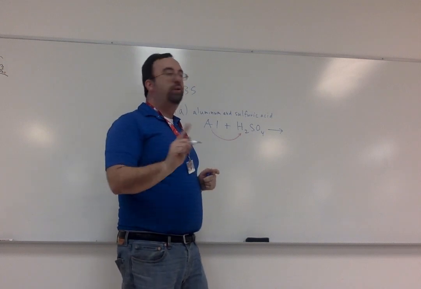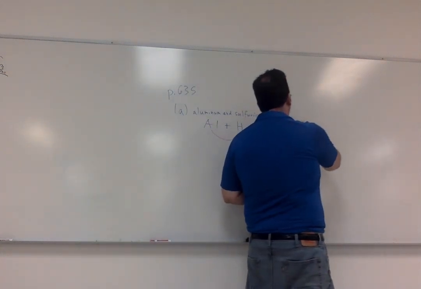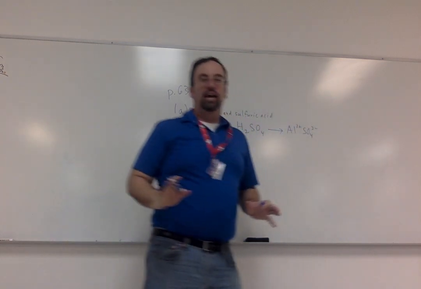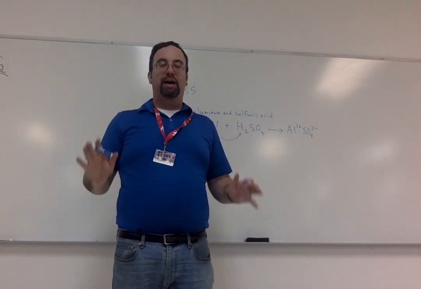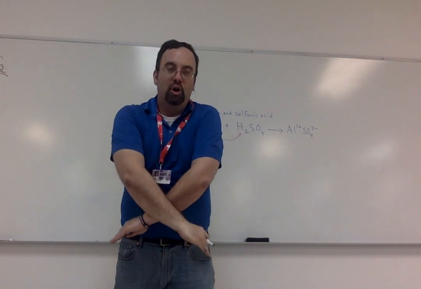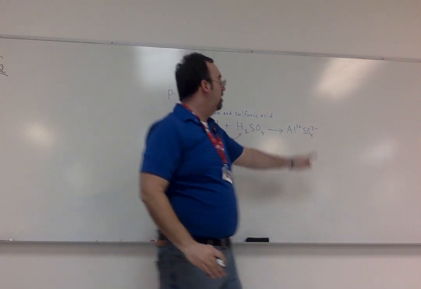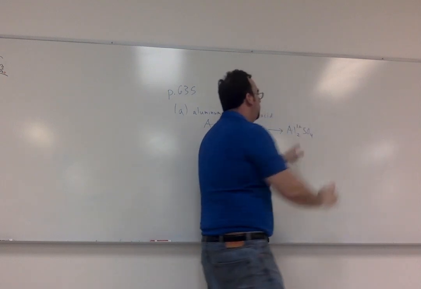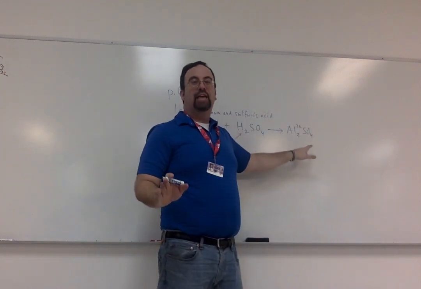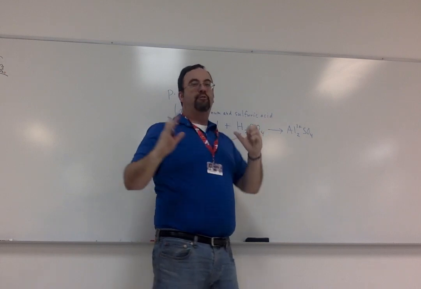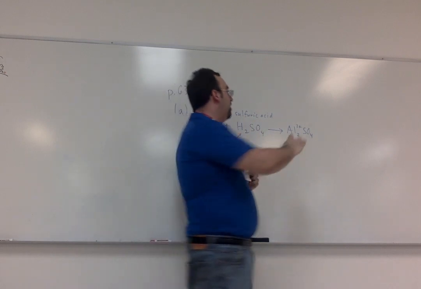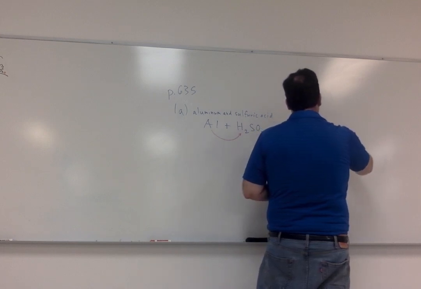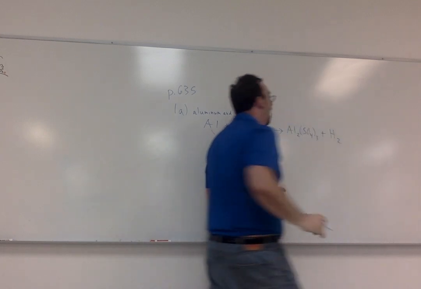And so notice, however, Al is 3 plus, SO4 is 2 minus. And so again, in order to balance out the ions, we have to perform crisscross applesauce. The 2 comes down here. The 3, because this is a polyatomic ion, we have to remember to put the parentheses around the sulfate. And then we're going to also add hydrogen gas.